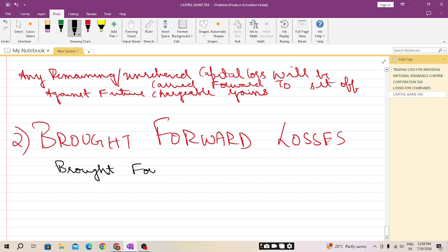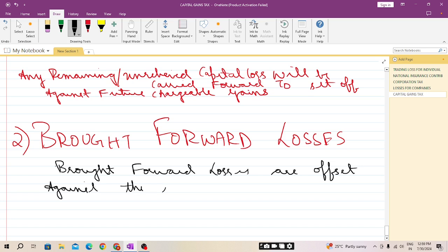will be set off, students, after the AEA. Please do remember, brought forward losses are offset against the first available net chargeable gain, student. It is not the chargeable gain, it is the net chargeable gains.